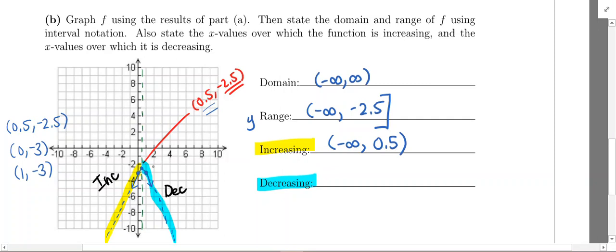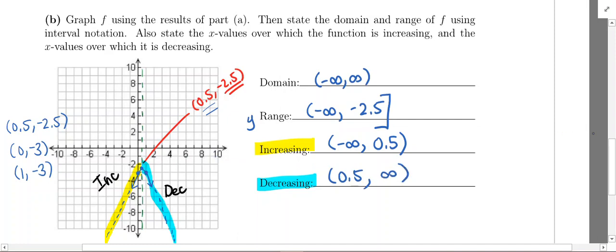And then on the other side of the axis of symmetry, or the other side of the vertex, you're decreasing. So you're starting at the vertex that has an x coordinate of 0.5, and then after that, over positive x values, you're decreasing.